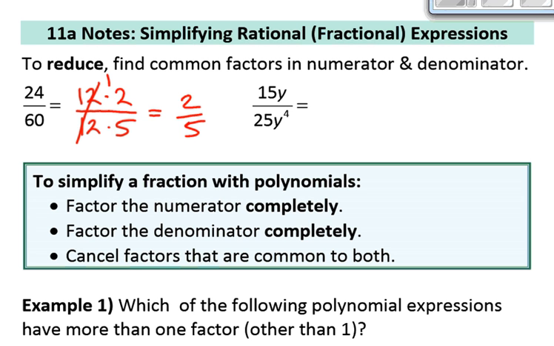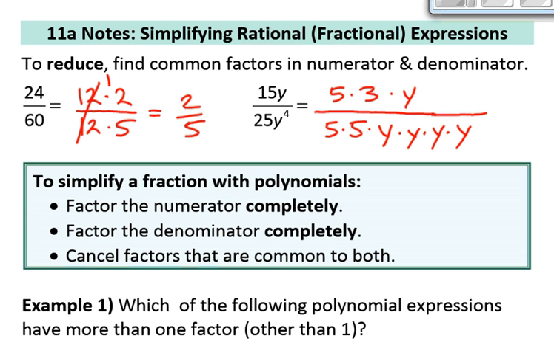Then we have when we introduce variables. We did this in the unit a couple of units ago. So 15y over 25y to the fourth. I'm going to, for this first problem, just break this down. So 15 and 25 have 5 in common. So we would write 5 times 3 times y for our numerator. And in our denominator, we have 5 times 5. And then y to the fourth means y times y times y times y.